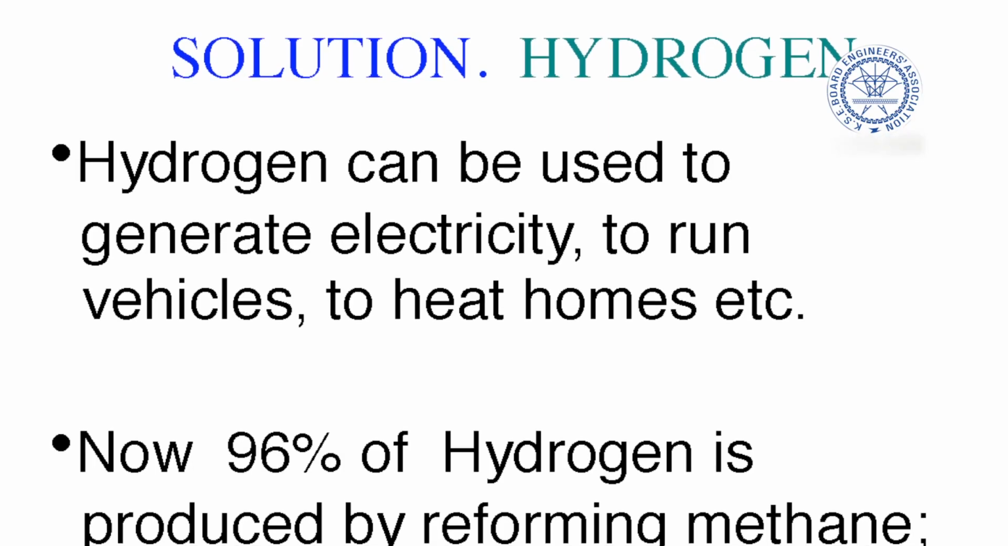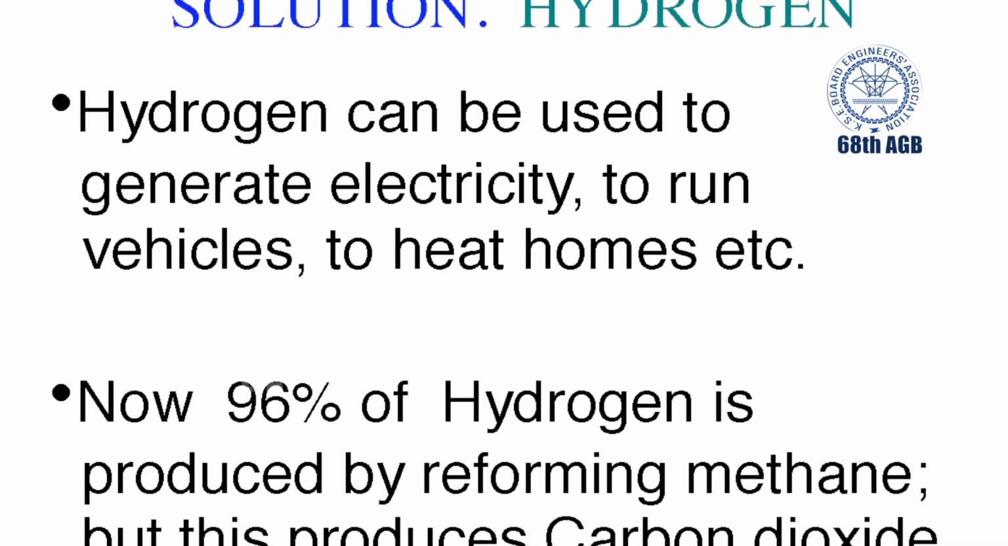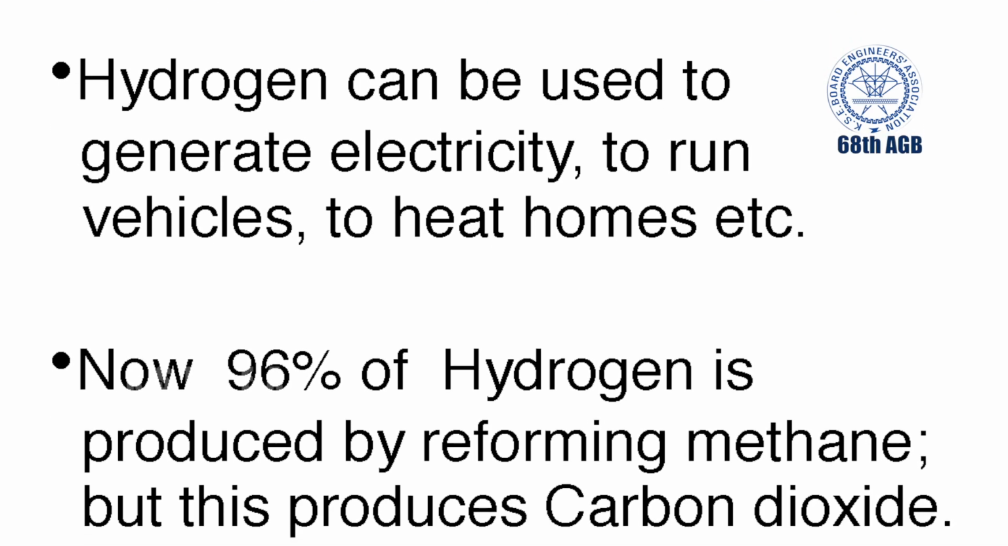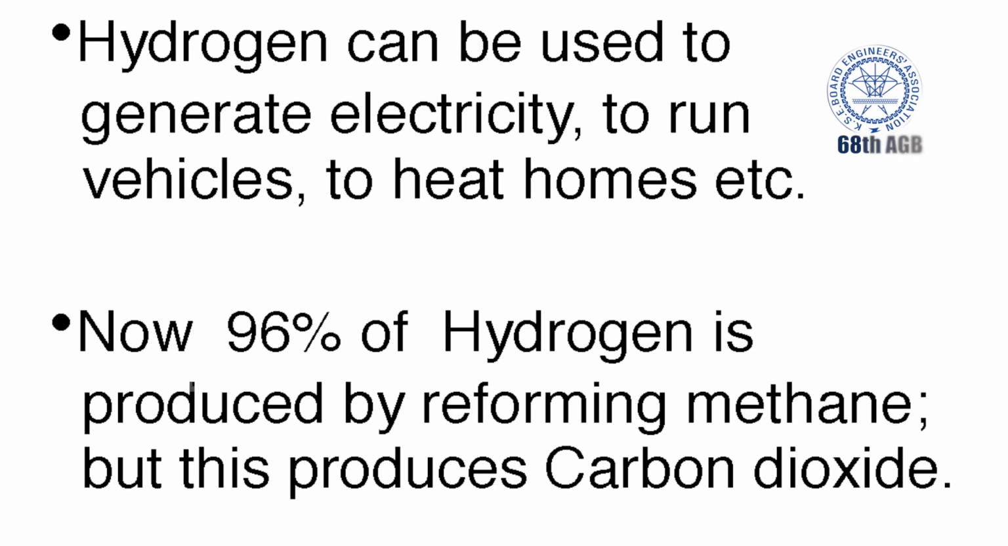Now, what is the solution? The solution is hydrogen. Hydrogen can be used to generate electricity, to run vehicles, to heat homes, etc. It can be used for almost all purposes for which electricity is used now. Now 96% of hydrogen is produced by reforming methane. But this produces carbon dioxide also in the process.